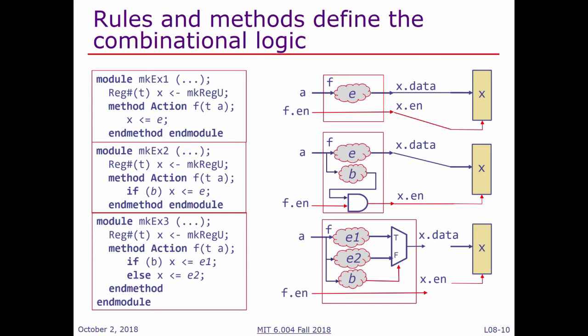Are these examples clear to everyone? The thing to remember is all the state elements were explicitly declared. In this case, it was trivial, it was just X. And the method only generated the combinational circuit, but it generated a combinational circuit which had a value for X as well as the enable signal for X.